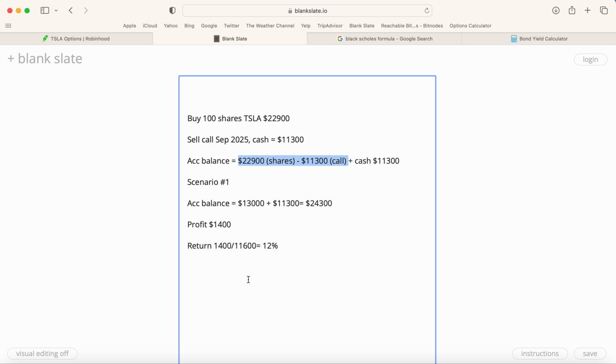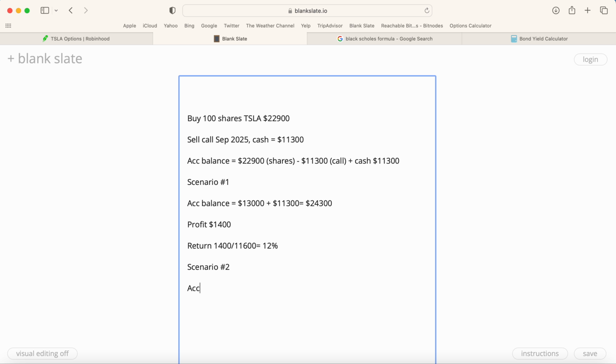All right, so that is scenario number one. You can right away see that we are having a profit, we are risking less money, and we are still making a very good return on our investment. But what happens if the shares of Tesla at the end of this year are trading at less than our strike price? So that brings us to scenario number two.